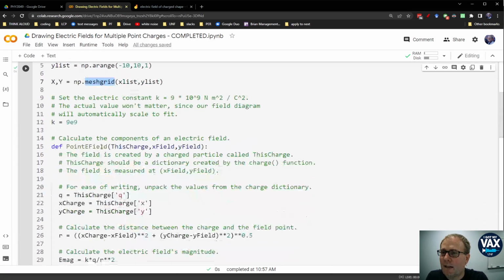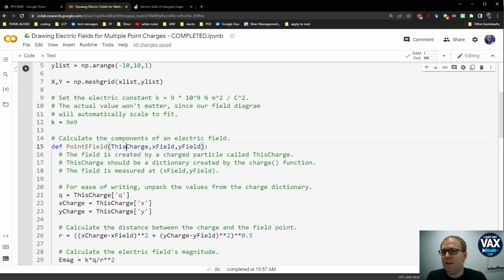We're going to set our electric constant K, 9 times 10 to the 9, and then we're going to bring in a function that we defined in my class earlier this week about a point E field. So this is where you're calculating the electric field due to a point charge. And so in order to do that, we need to have a charge, and we need to have the location of the field that you want, X field and Y field.